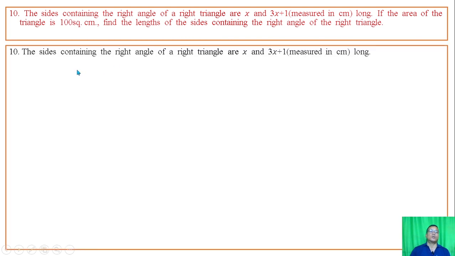The sides containing the right angle of a right triangle are x and x plus 1 measure in centimeter long.